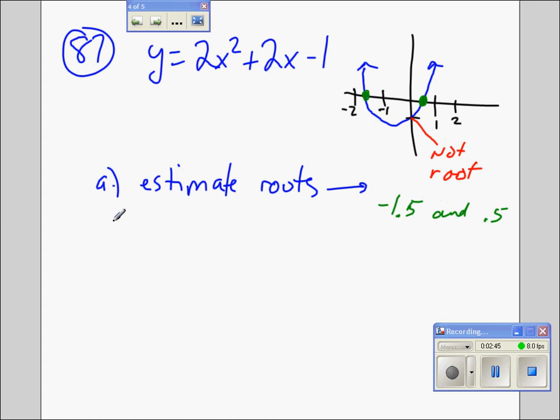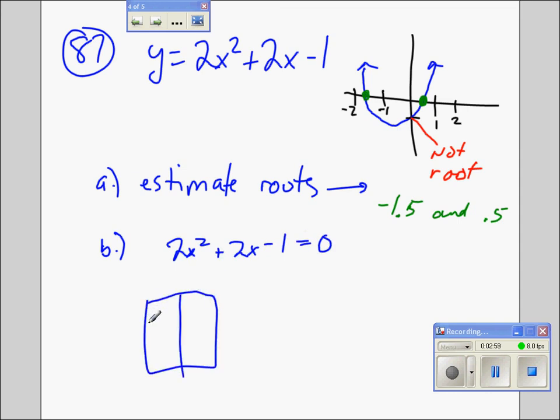Part B, it says something to the effect of, try to solve this using the zero product property. So the way we did that was we take our equation, 2x squared plus 2x minus 1, we set that equal to 0, and then we start our factoring process. So to factor this, we put 2x squared up here, negative 1 down here. When you multiply those, you'll get negative 2x squared. When you add them, you should get 2.